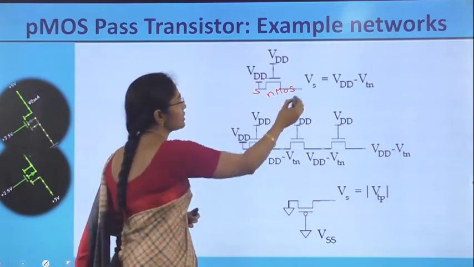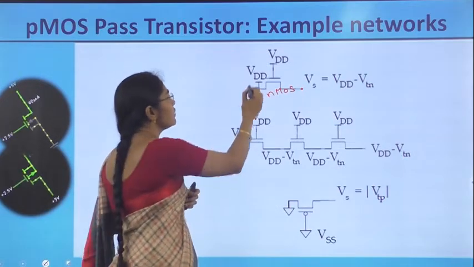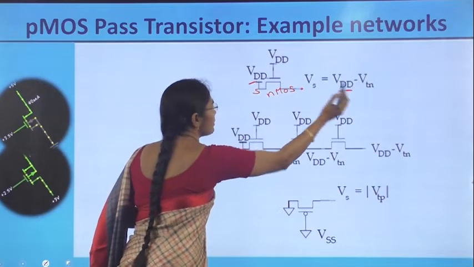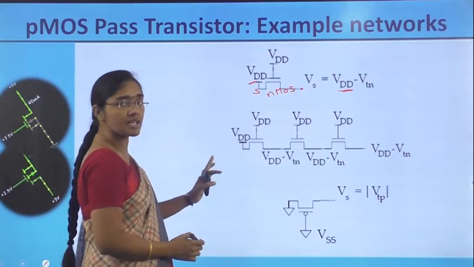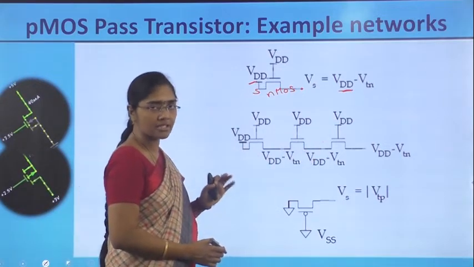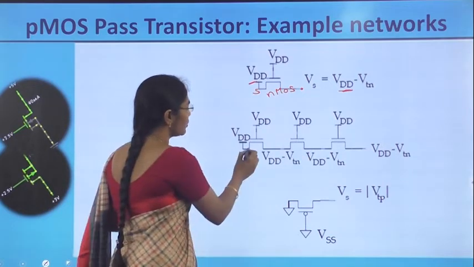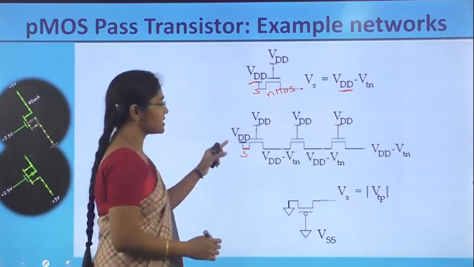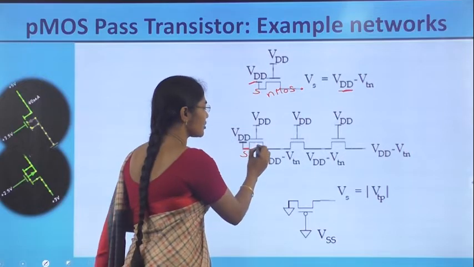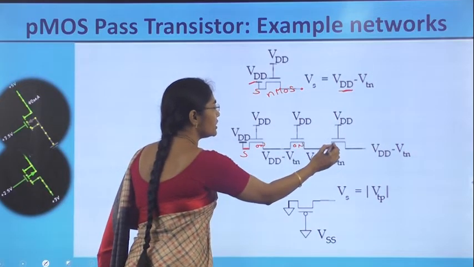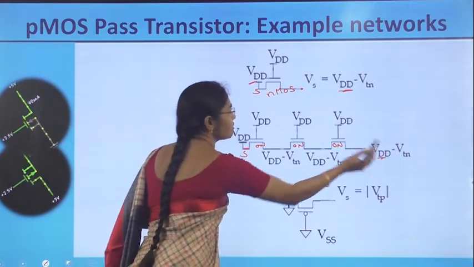Then what is the output? Since this NMOS pass transistor is not passing full VDD, output is equal to VDD minus VTN value. Now let us check the other network which has a series connection of pass transistors. Here 3 NMOS pass transistors are connected with the input side connected to VDD. Since all the gates are connected to the VDD, all these transistors are on and the maximum voltage which will go through is equal to VDD minus VTN.